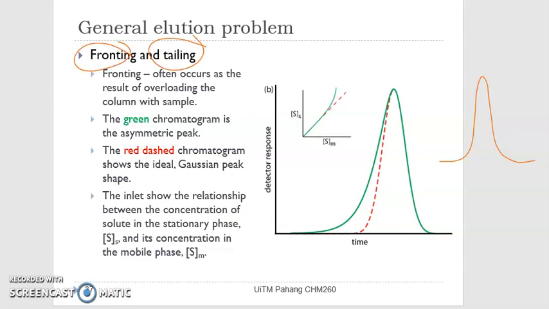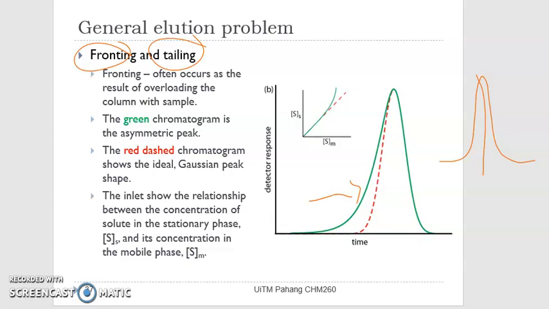So what is fronting and tailing? Fronting often occurs as the result of overloading the column with a sample. Means that we put a lot of samples, so tak mampu the column to interact with, so there will be overloading and that will cause fronting. So the green chromatogram is the asymmetric peak. Sepatutnya kita dapat symmetric peak macam ni. Maksudnya kanan kiri ni sama. Bila kita bagi dua, kanan kiri sama. But now when we split into two, of course this one lebih.